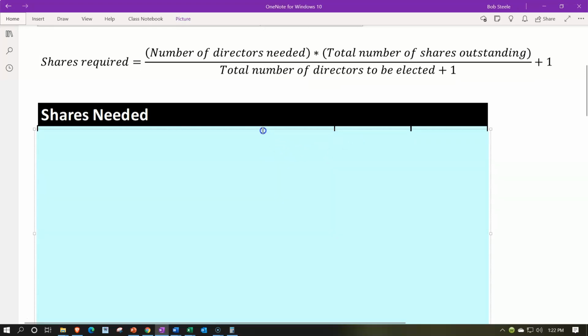So we have this formula. The shares required is calculated as the number of directors needed times the total number of shares outstanding divided by the total number of directors to be elected plus 1. All of that plus 1. That's going to be our basic formula, and then we'll think about it intuitively as to why it works. So let's do the calculation.